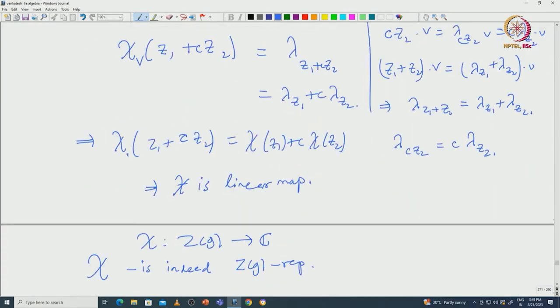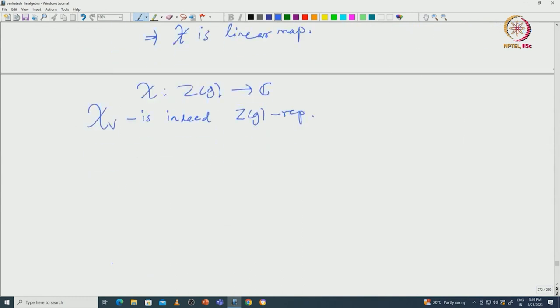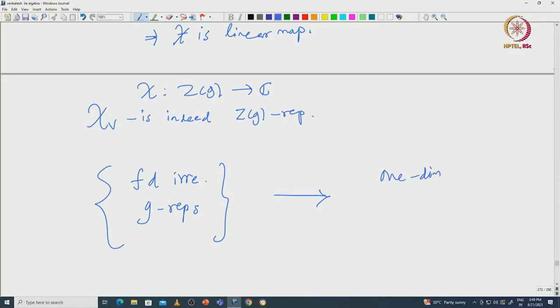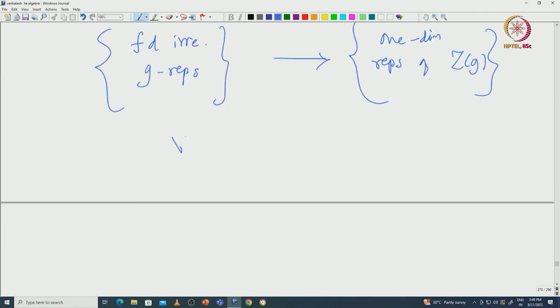So, what we have done, we have actually started with some g module and then we have come up with a representation of the center of g. So, you start with finite dimensional irreducible g representations. From here you are actually defining a one dimensional representation of the center of g. So, the way we do it, you start with V and then you map it to chi_V. So, sometimes it is important to understand what happens to this central character. So, these are all called central characters. And we actually have a very vast theory about central characters of semi-simple algebras, which we will see later, okay.